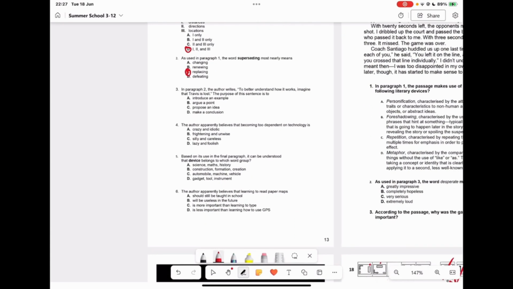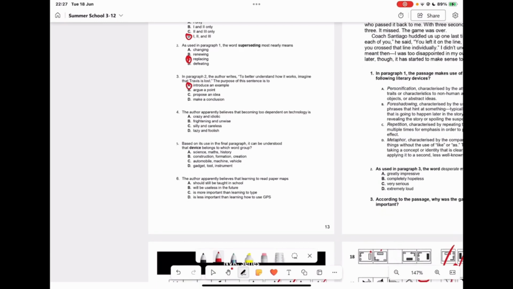In paragraph 2, the author writes, to better understand how it works, imagine that Travis is lost. The purpose of this sentence is to introduce an example, argue a point, propose an idea, or make a conclusion. This would be A. Introduce an example. The author apparently believes that becoming too dependent on technology is crazy and idiotic, frightening and unwise, silly and careless, or lazy and foolish. So this would be silly and careless.